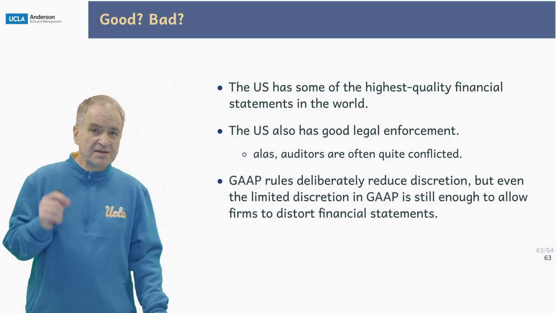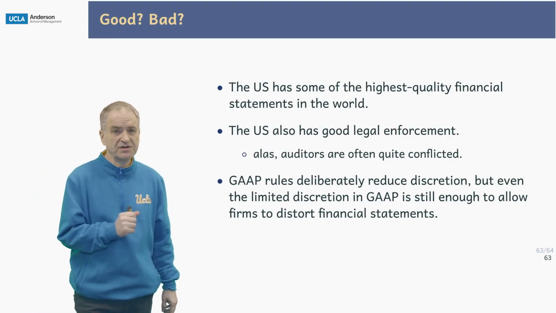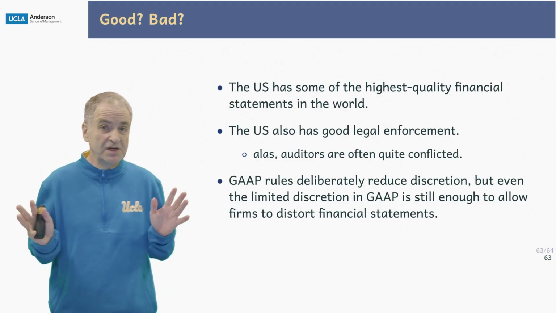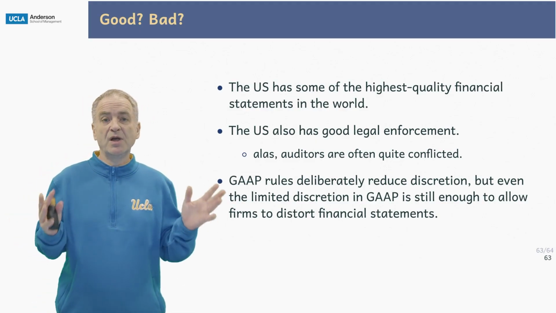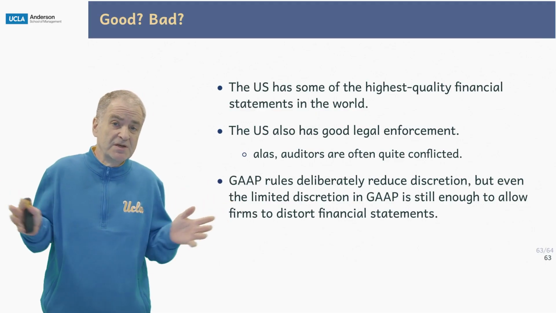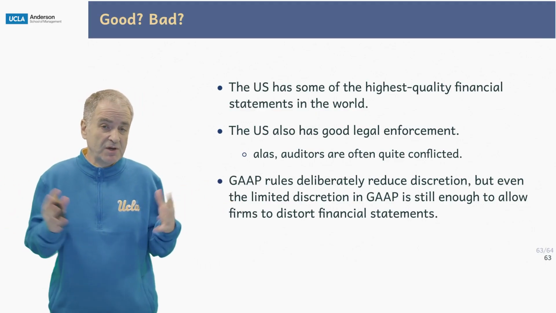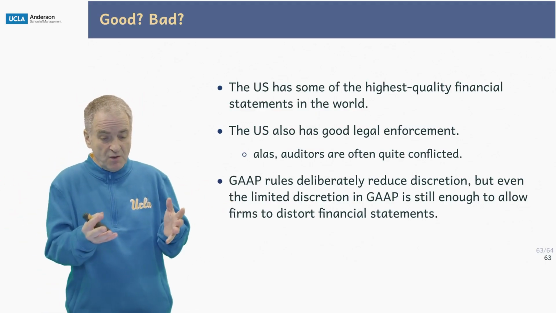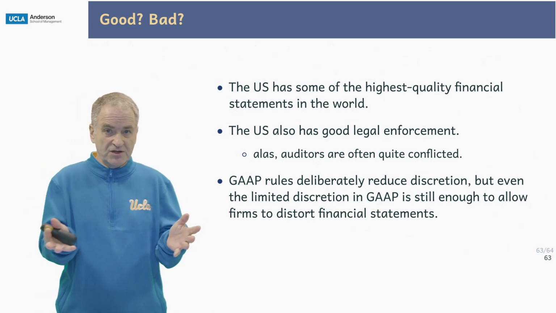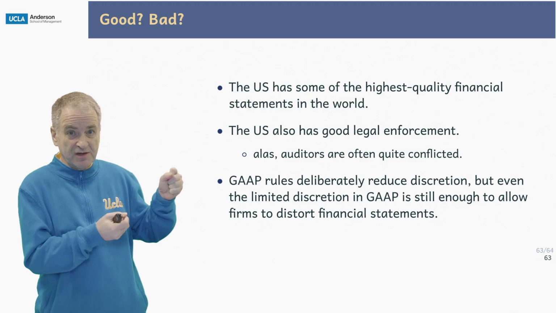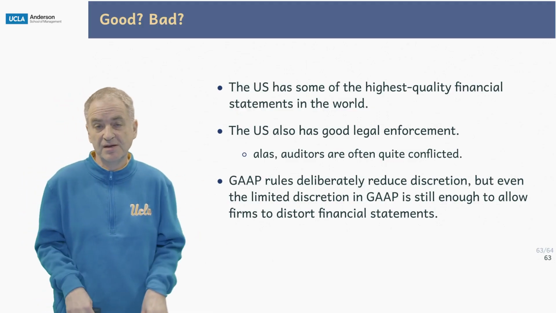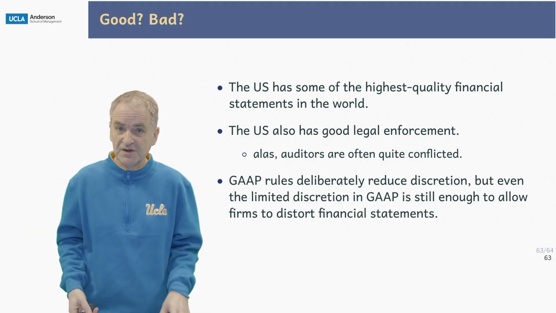The US has some of the highest quality financial statements in the world. It also has good legal enforcement. There are actually countries that have even more high quality rules, but they never enforce them. So they're irrelevant. They're on the books. And when the United States comes to complain about why it is that your financial statements are so bad, they say, oh, but look, our financial statements are so much better than yours because we require this, this, and the other. It's just that nobody ever enforces it.